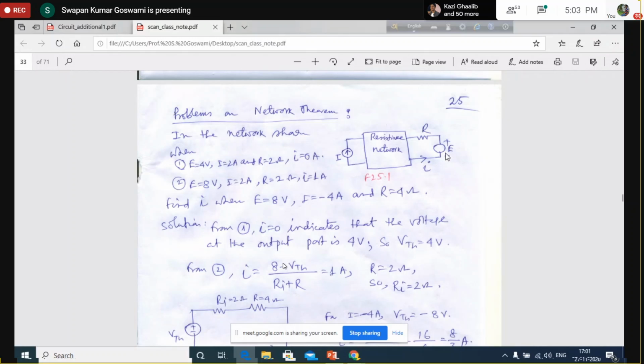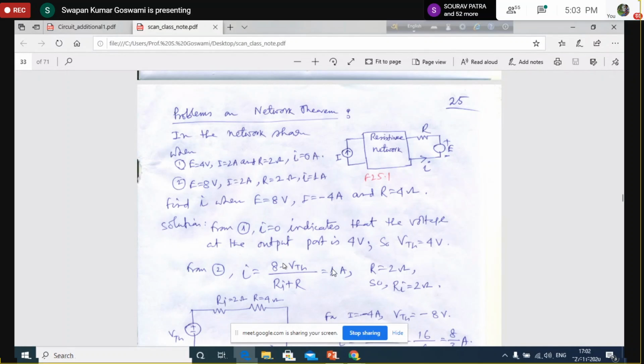So we can say 8 volt minus the Thevenin voltage divided by R plus Ri, because this total thing will be replaced by the Thevenin voltage source plus series impedance. That series impedance is Ri. So the current will be E minus Thevenin voltage divided by R plus Ri. That is written here, and that is given to be 1 ampere. Is it clear? Yes, sir. Everybody, is it clear? Alright, did you understand? Anybody having any doubt? No, sir. Okay, so it is 1 ampere.